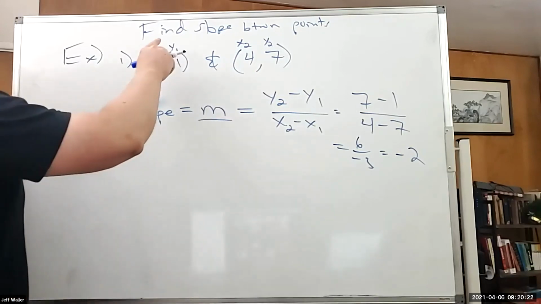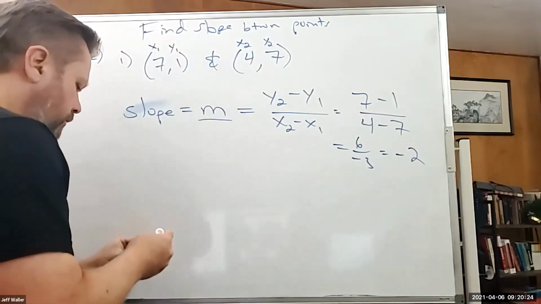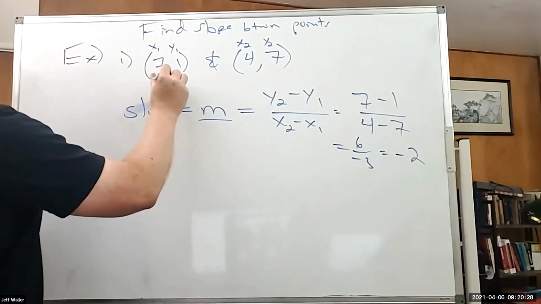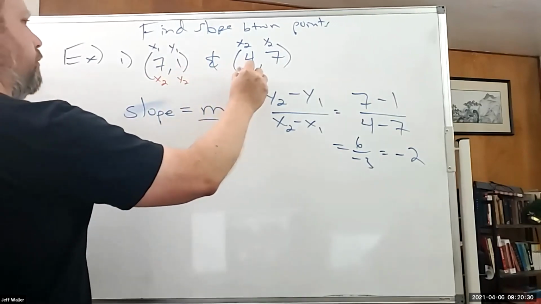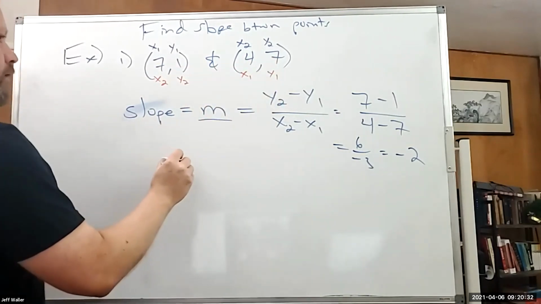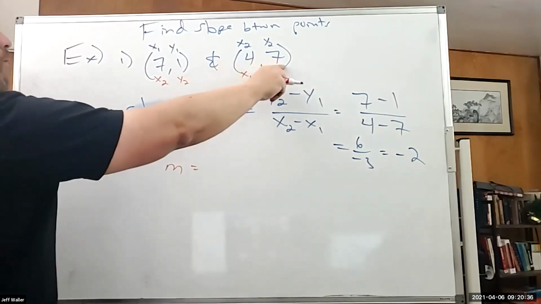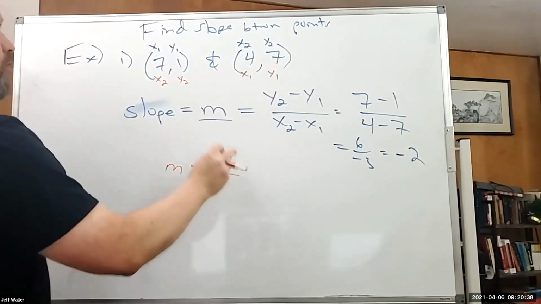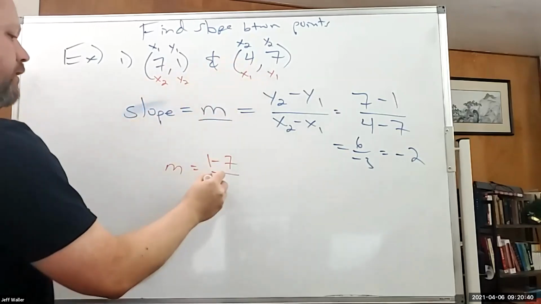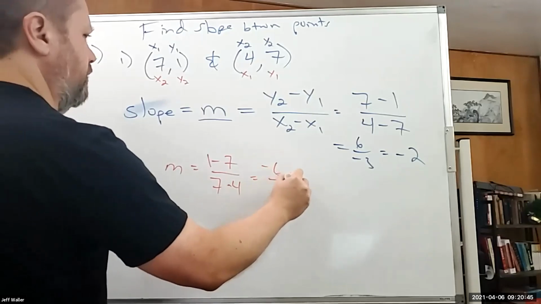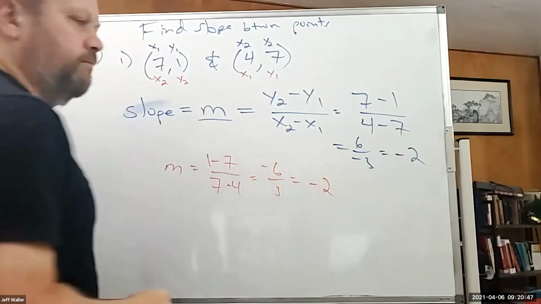Now, what if you had instead called this one x2, y2, and this one x1, y1? Well, it would have been y2 minus y1, 1 minus 7, over x2 minus x1, 7 minus 4. It would have been -6 over 3, which is still -2.